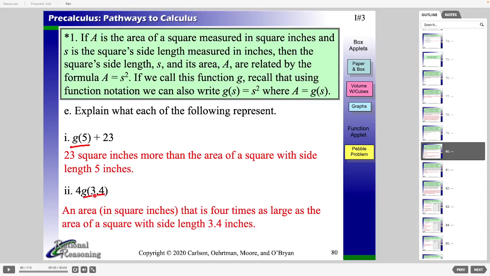The last one is we're getting something that's 4 times as large as the area. So whatever this area is, we multiply it by 4. So we've got basically 4 of these squares. That's how much area we have.